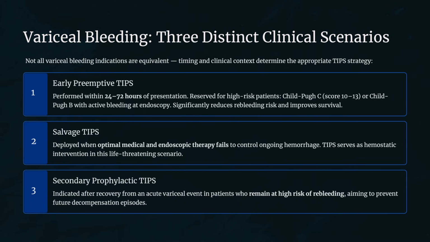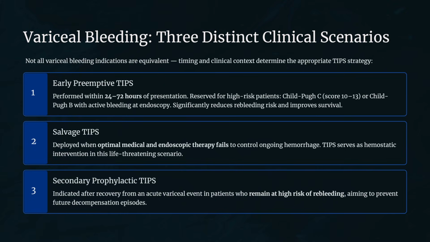Now, when we talk about variceal bleeding, that needs to be differentiated further into early, salvage, and what we call secondary prophylaxis. Early or preventative TIPS, which typically is done within 24 to 72 hours of a patient presenting with variceal bleeding, is reserved for high-risk patients. These are typically patients who have a Child-Pugh score C between 10 to 13 or Child-Pugh B with active bleeding at endoscopy. In that group, early TIPS has been shown to significantly reduce the risk of rebleeding and improve survival.